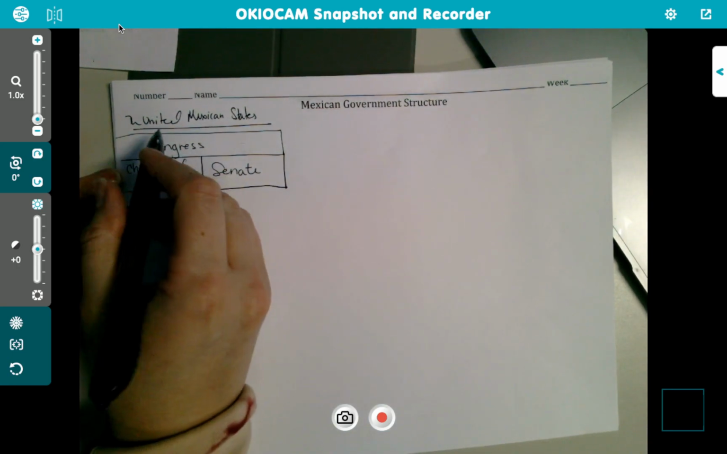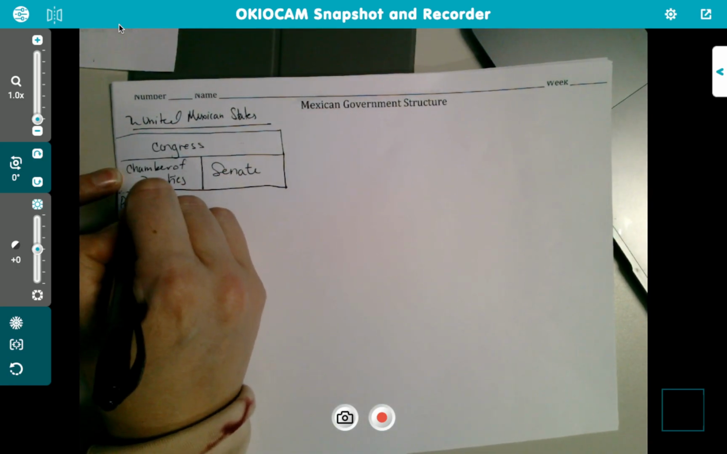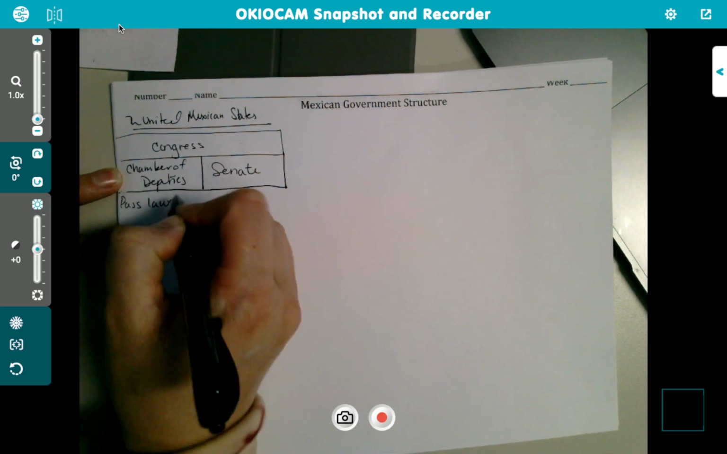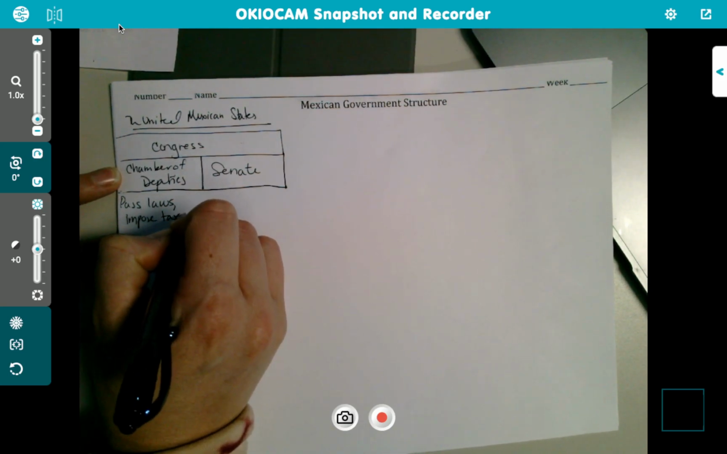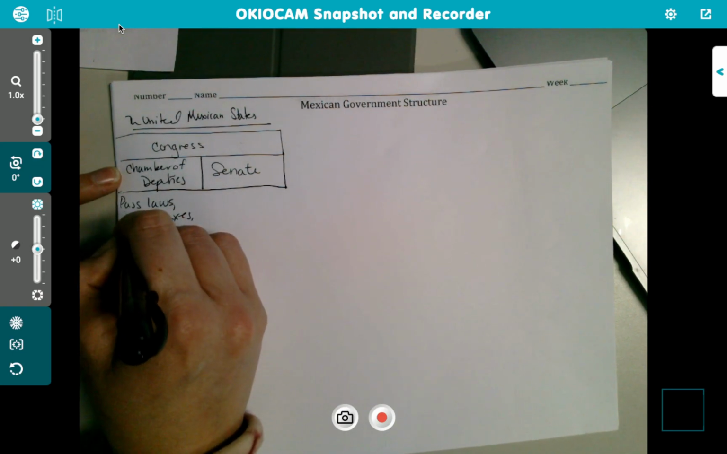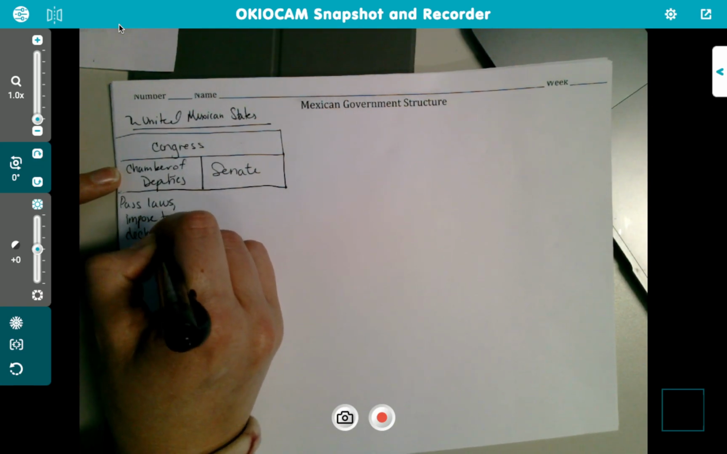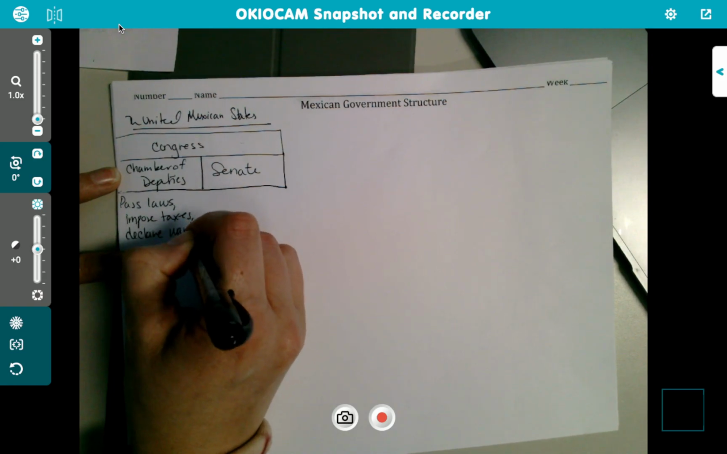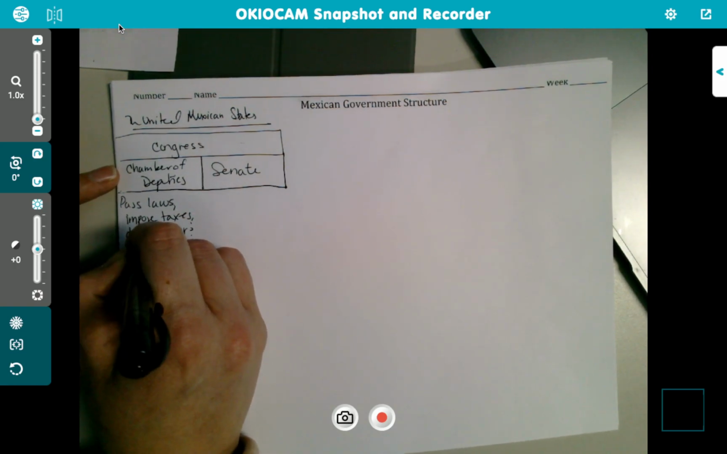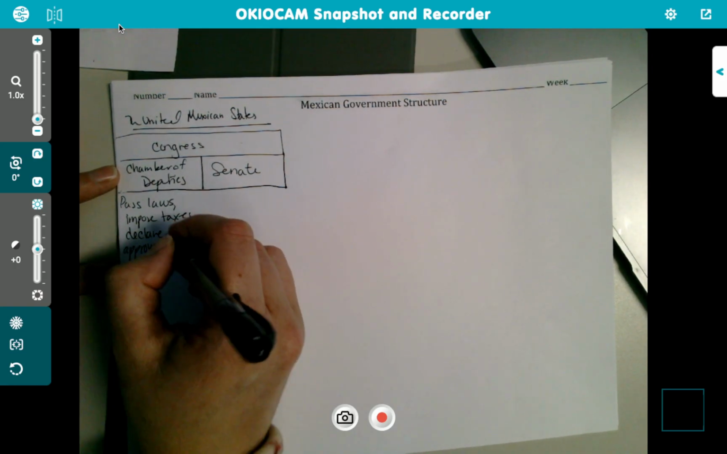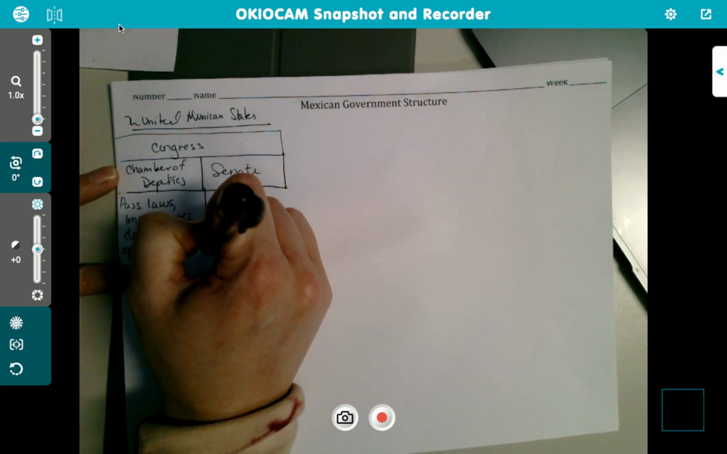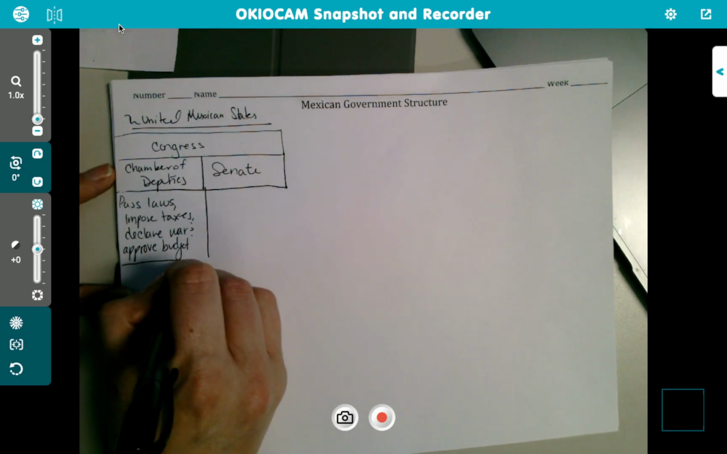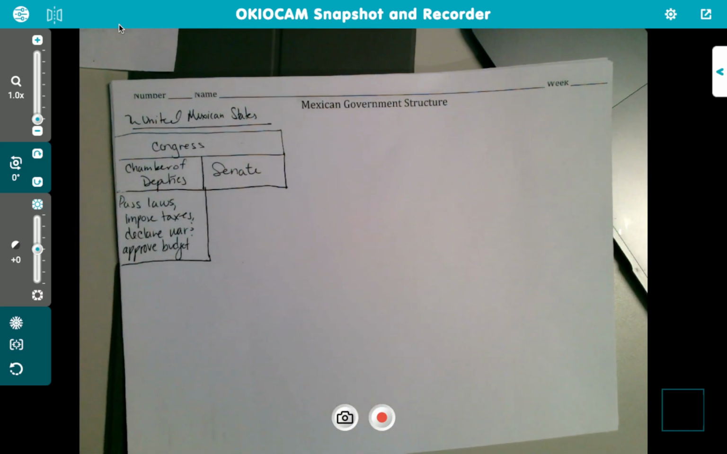Okay, the Chamber of Deputies, they pass laws, impose taxes, declare war, and approve budgets. So they're similar to what house? House of Representatives. You do know that you have an AP exam coming up very soon for AP Gov, right? That actually has to be retained.